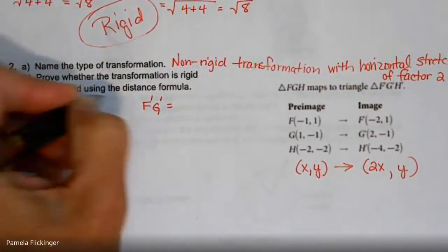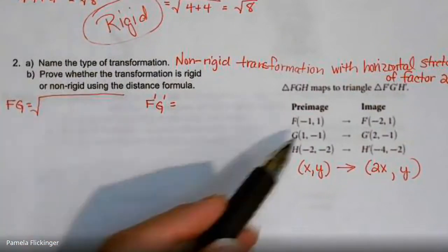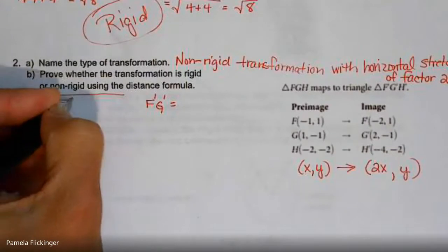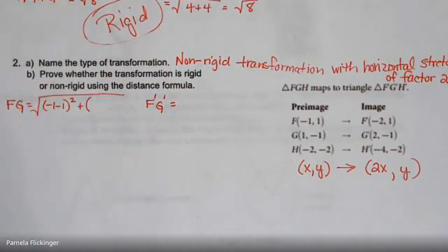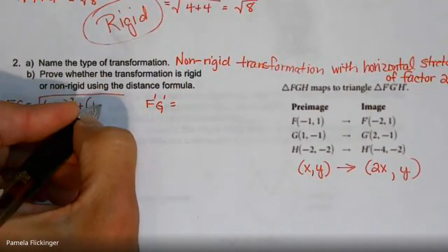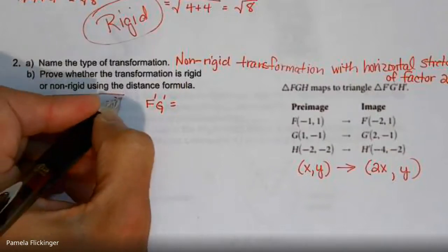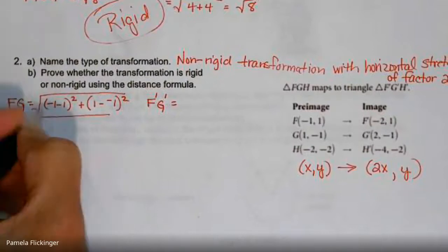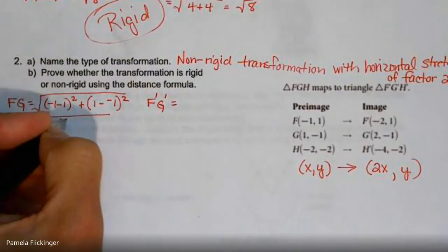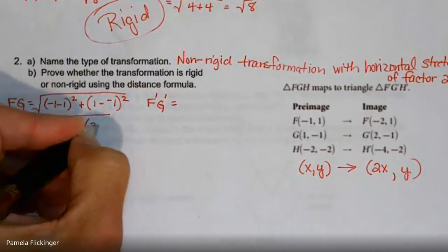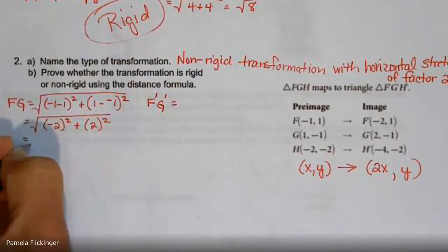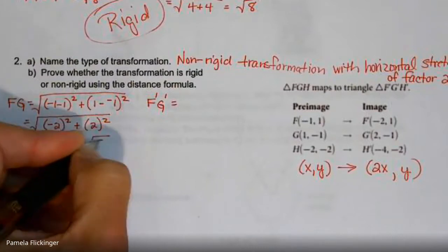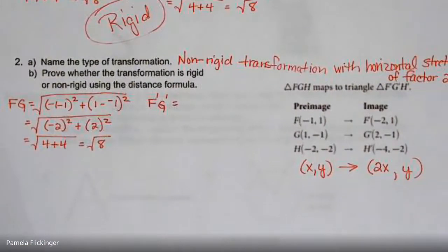So F and G. So subtract the x's. So we've got -1 minus 1 quantity squared plus, and then we'll have 1 minus -1 the quantity squared. So that gives me -2 that I need to square, and then a +2 that we need to square. Again, like above, and this does not always happen, we get the square root of 8. That seems to be a popular answer today.